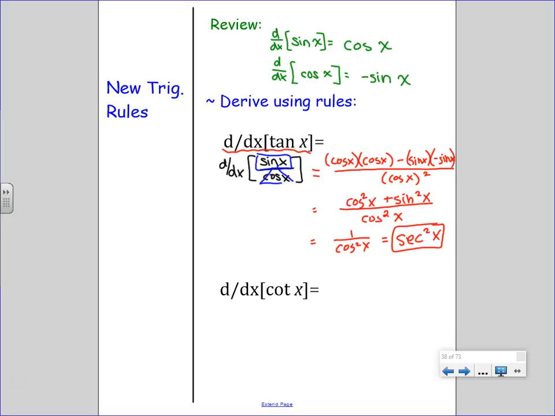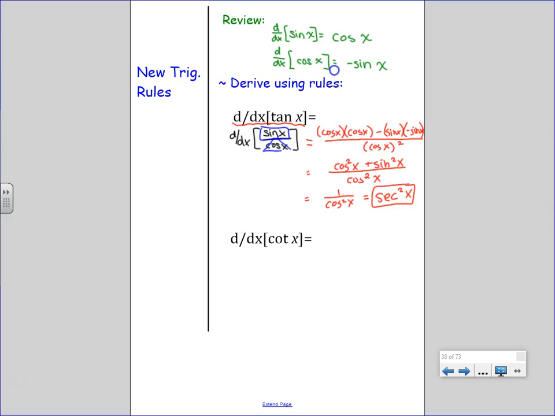I want you guys, ready, set, go, do the same thing with cotangent. But who is cotangent of x? Cosine of x divided by sine of x. Good, cosine x divided by sine of x, quotient rule, go. I'm gonna zoom in in just a second, but you guys, see how far you can get first.